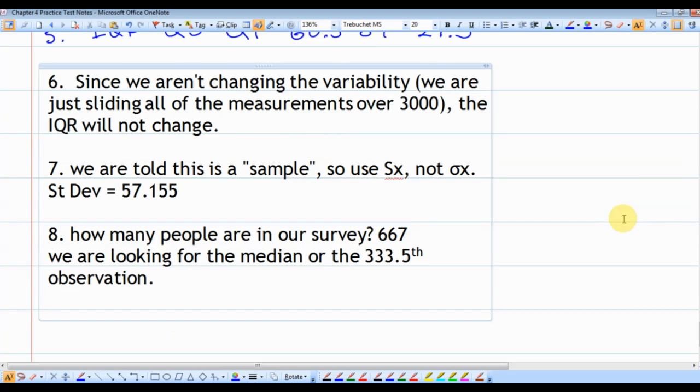Okay, so where would that 333rd observation be? Well, it's not in 18, right? Because that's only 14. Cumulatively speaking, it's not in 19, because that's only 134. Would it be in 20, 134 plus 200? That's 334, right? So it should be 20.